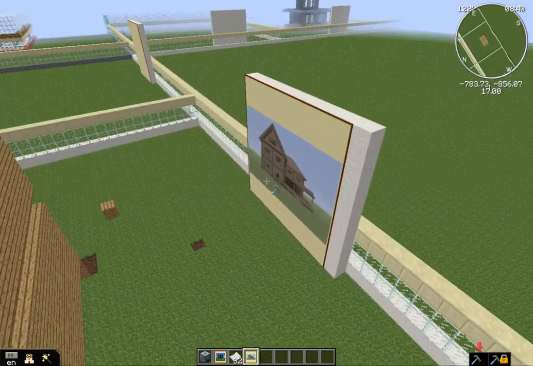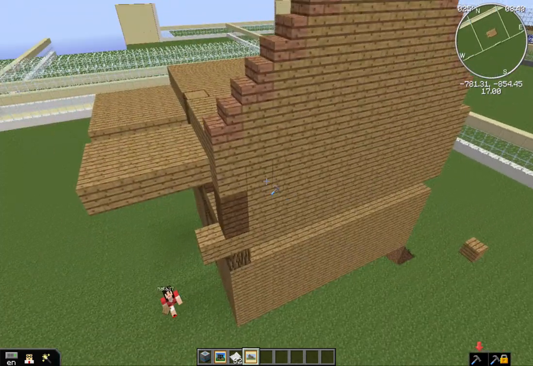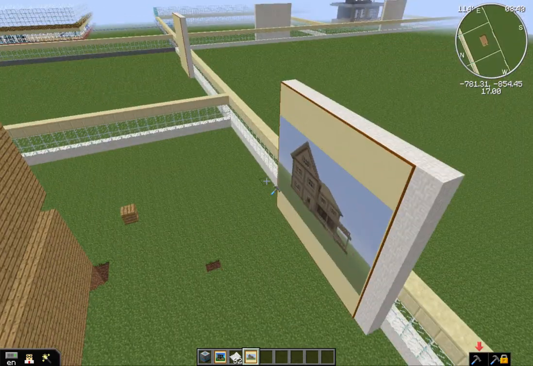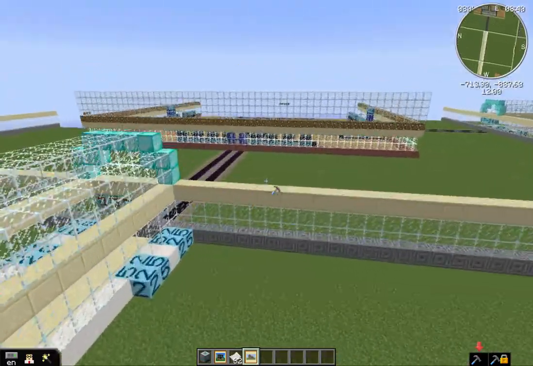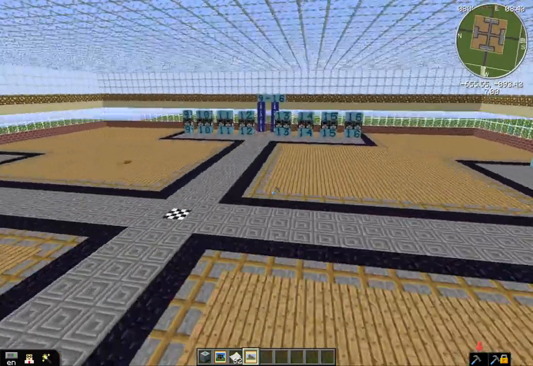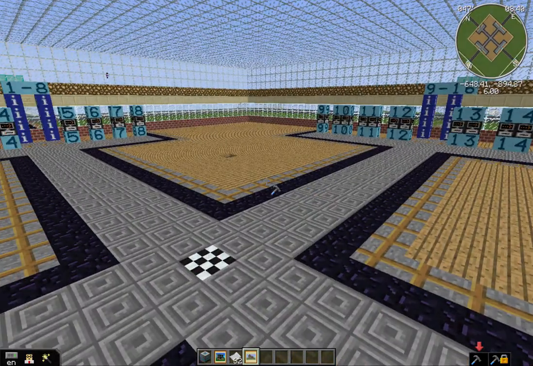So for some groups it's coming pretty easy. Other groups, it's a little more of a challenge to figure out how to get these houses built exactly the way that they look in the picture. I'll check in at the end of class or next time and see what their progress looks like.